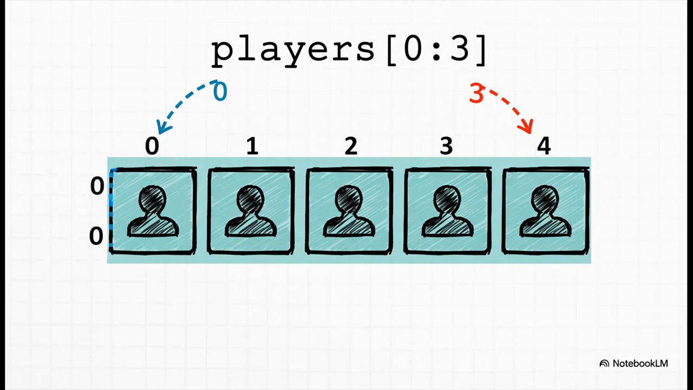Okay, so let's say we want just the first 3 players on the list. We're going to write our slice to start at index 0 and end at index 3. Let's see what that gives us.